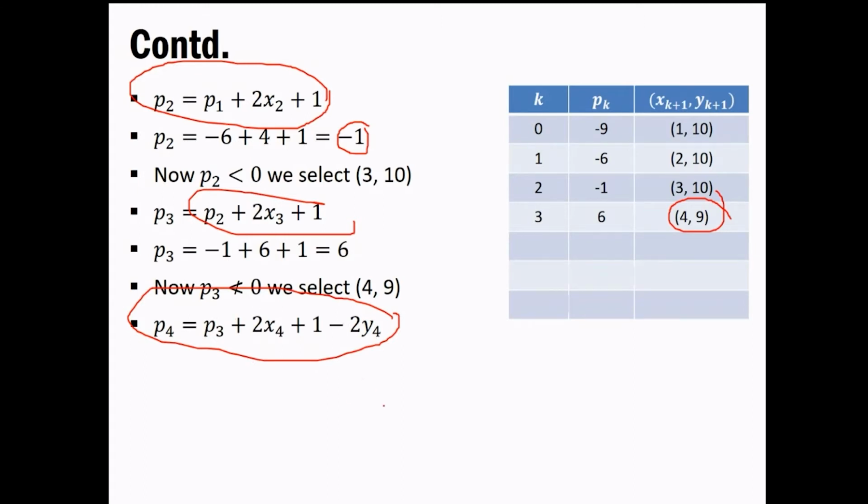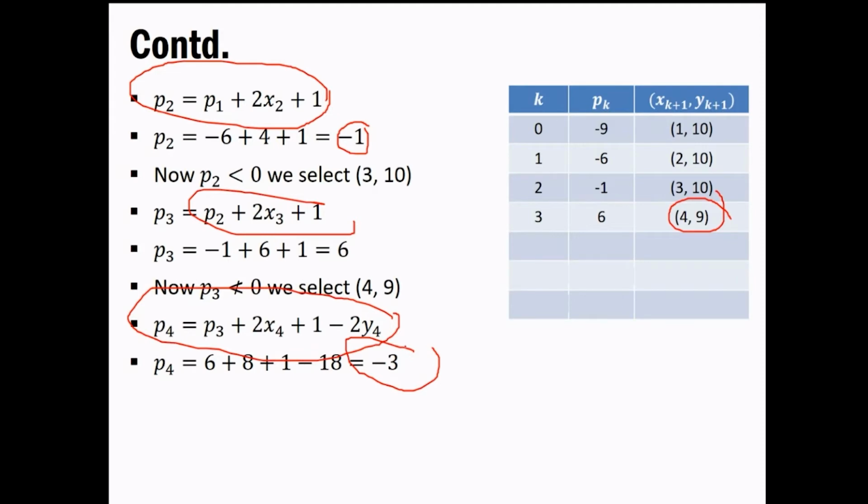Okay, try to put in each and every value in this particular equation: p3 plus 2x4 plus 1 minus 2y4. Now as you can see, everything is with you. The x4 value is 4, so 2 fours are 8. Similarly, the y value has been substituted, and then what we get is the p4 value. So now we have a new decision parameter that is equal to -3.